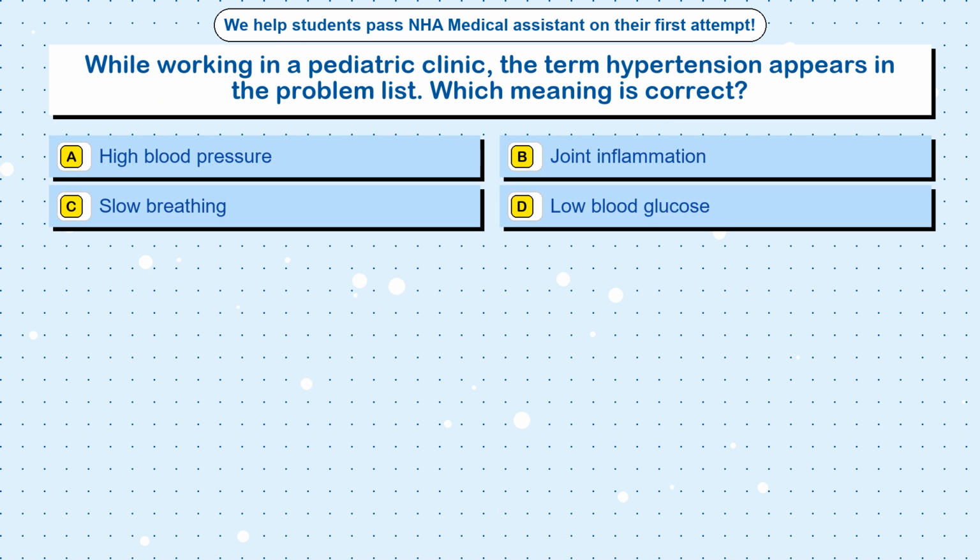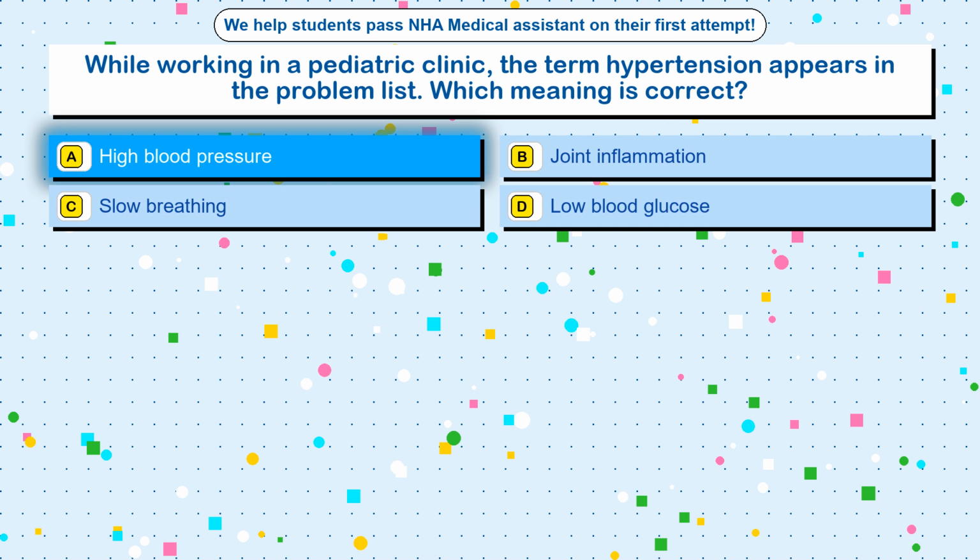Question 37. While working in a pediatric clinic, the term hypertension appears in the problem list. Which meaning is correct? Option A, high blood pressure. Option B, joint inflammation. Option C, slow breathing. Option D, low blood glucose. The correct answer is option A, high blood pressure.